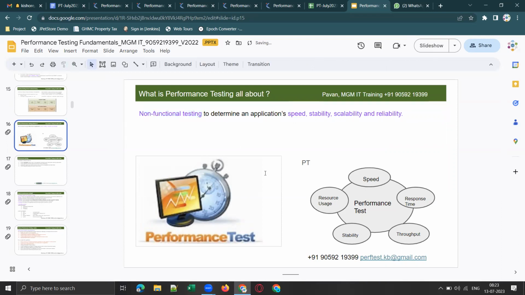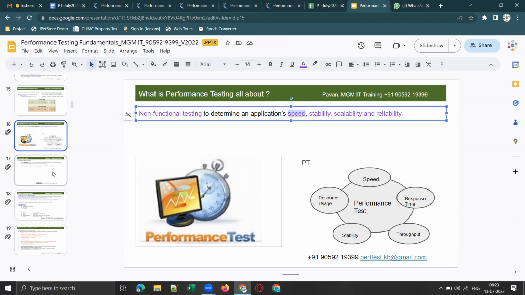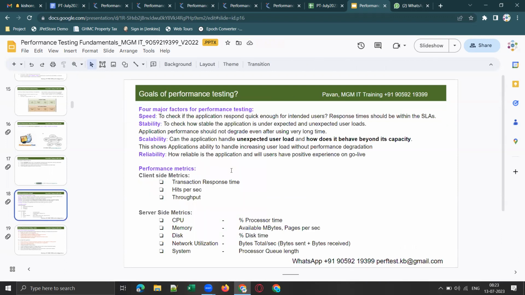Clear, guys? And now what is meant by speed, as I already explained yesterday? What is meant by speed? Speed means nothing but responsiveness. Response time in an application. Speed is nothing but responsiveness. Clear? So here I have explained what is meant by speed, stability, scalability, and reliability. So these are the four major factors, important reasons for doing performance testing.